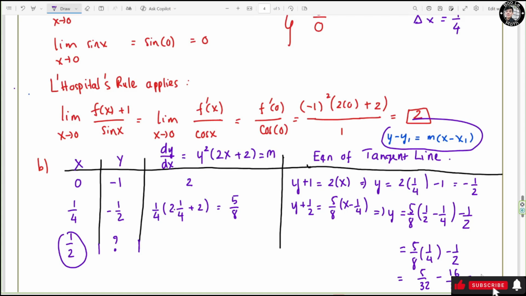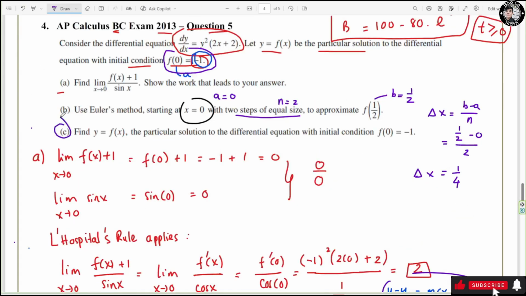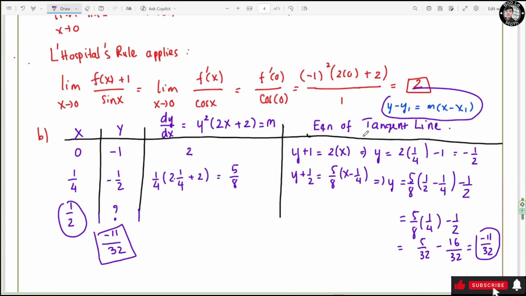So the final answer must be -11 over 32, right? So the question mark right here should be -11 over 32. This one is the final answer, right? Now question C. Find y equals f of s, the particular solution to the differential equation with initial condition f of 0 equals -1, right?